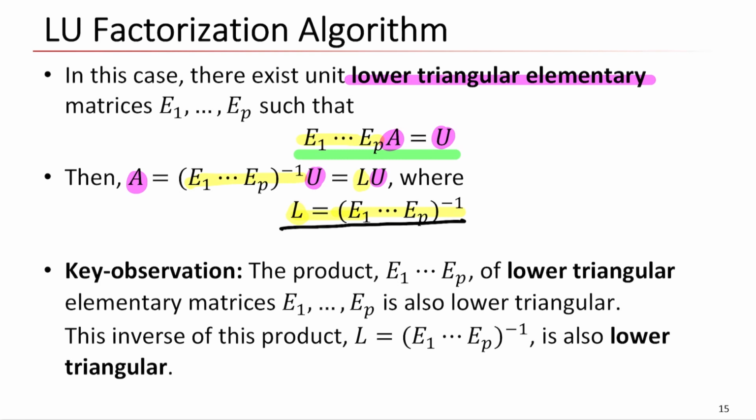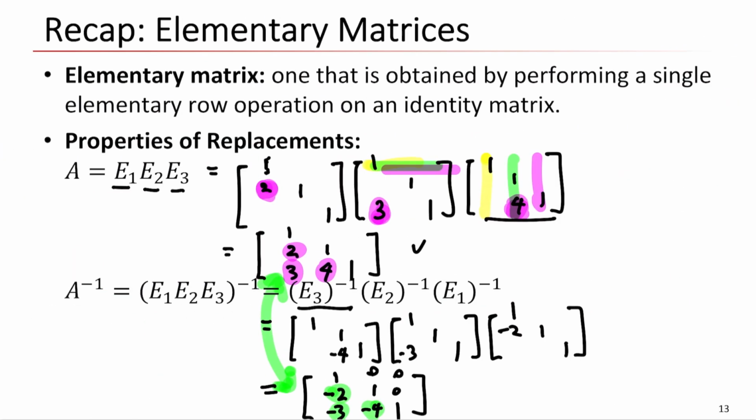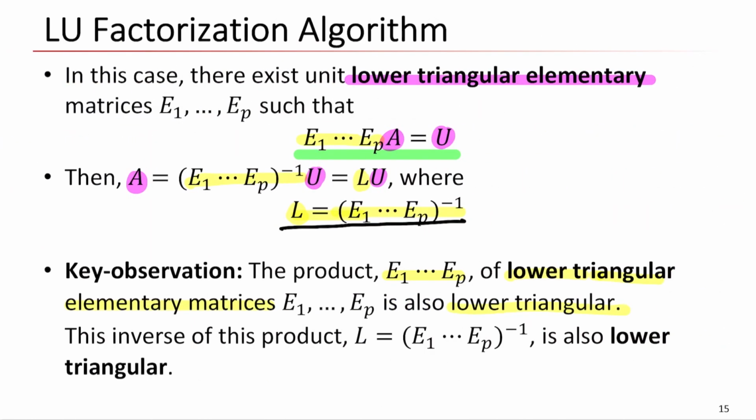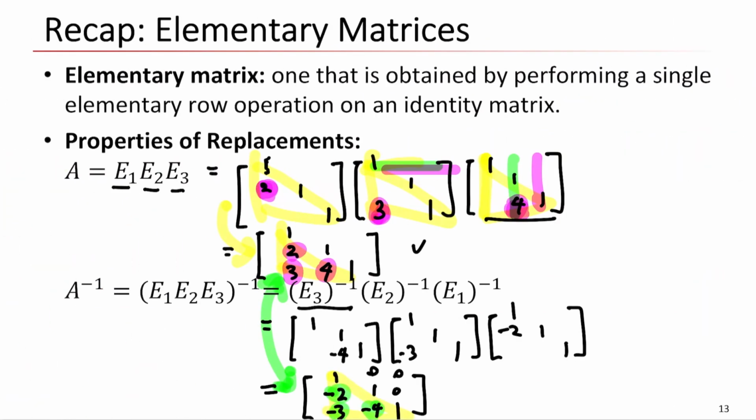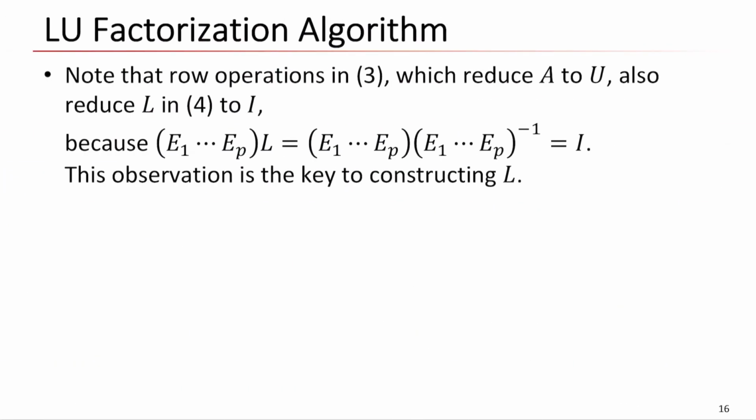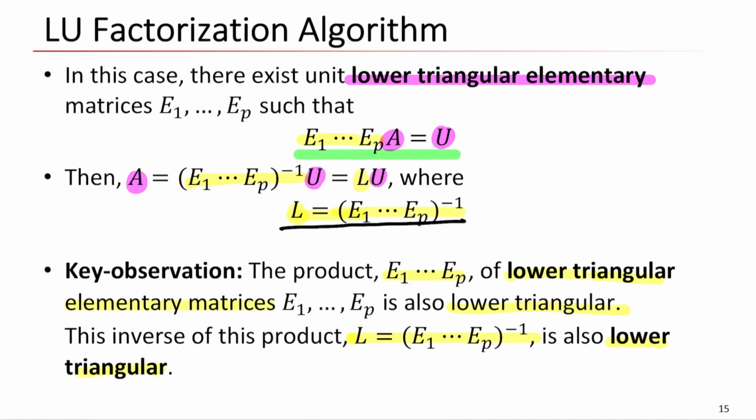Okay, so here's the key observation. The product E1 times E2 times through EP of lower triangular elementary matrices is also a lower triangular matrix, right? You already know from here, right? They are all lower triangular matrices, and the inverse of this product is also lower triangular, right? Something like this.